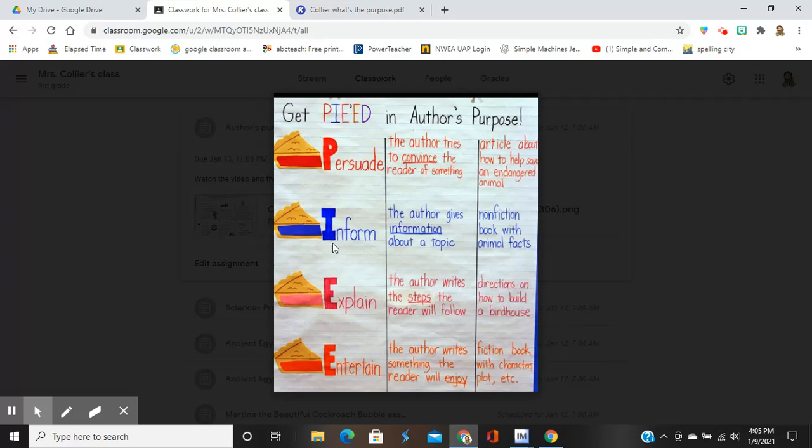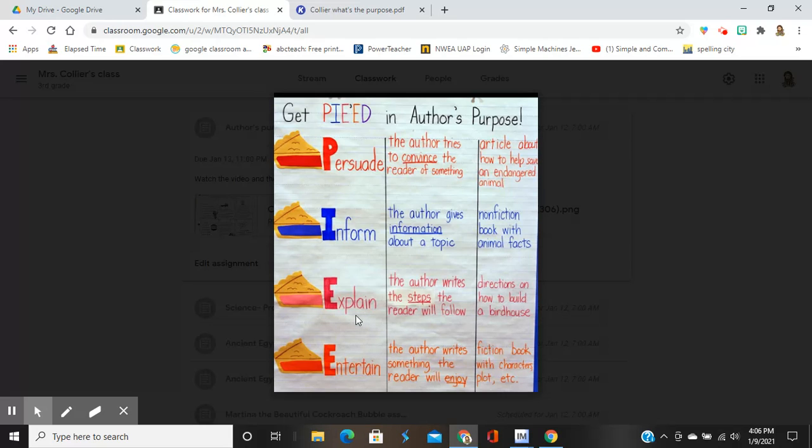Then we have inform that starts with an I. The author gives information about a topic. It's usually nonfiction books, so non-fake or not fake, and they can have facts. Sometimes it's animals. We have read some that were about space. It's just when it's giving you information.